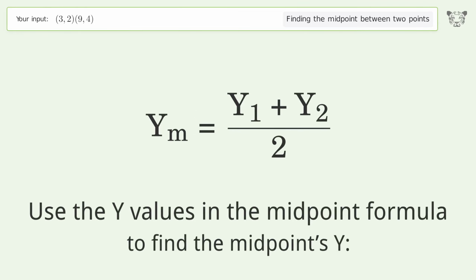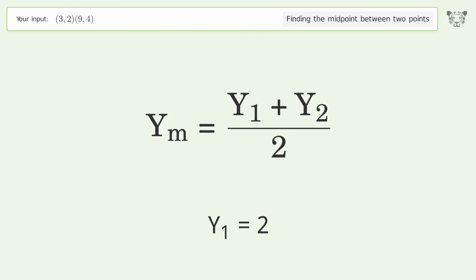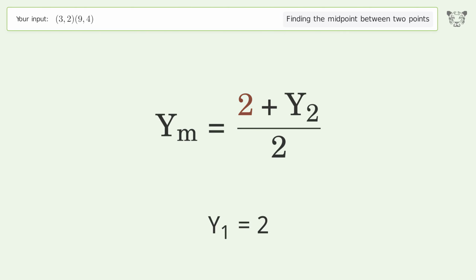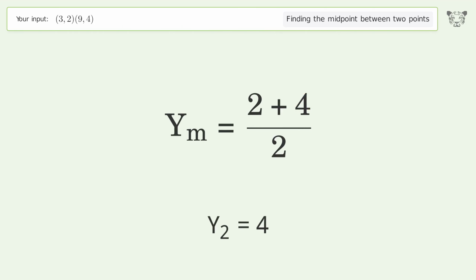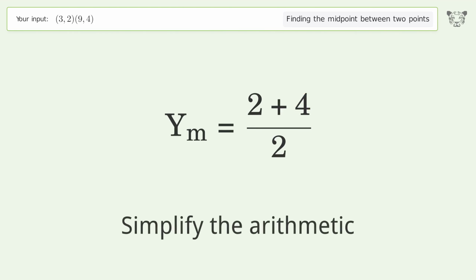Use the y values in the midpoint formula to find the midpoints y. y1 equals 2. y2 equals 4. Simplify the arithmetic.